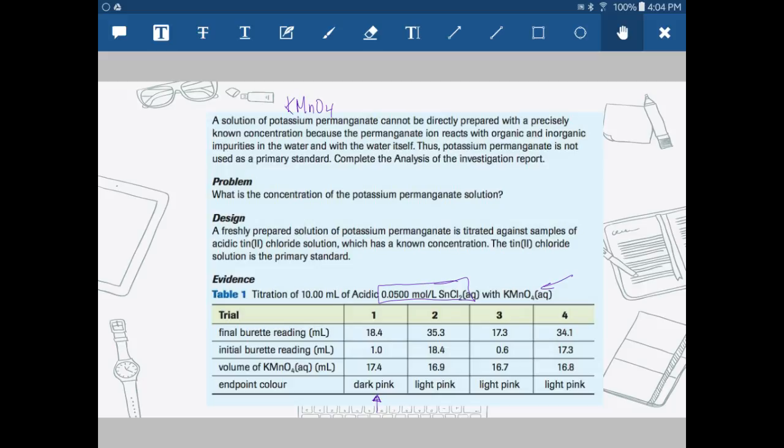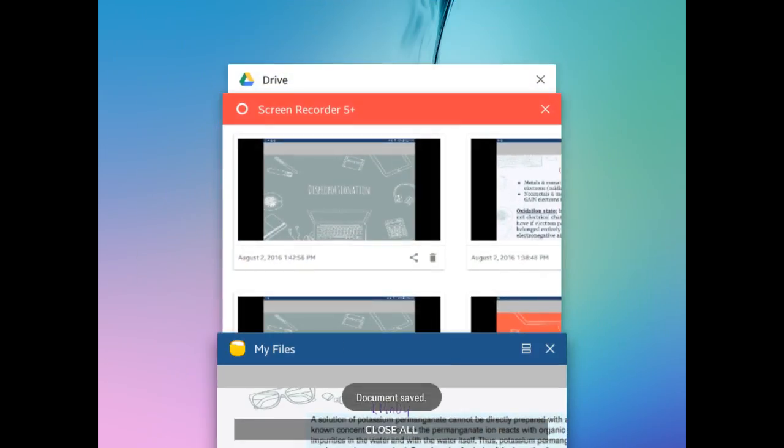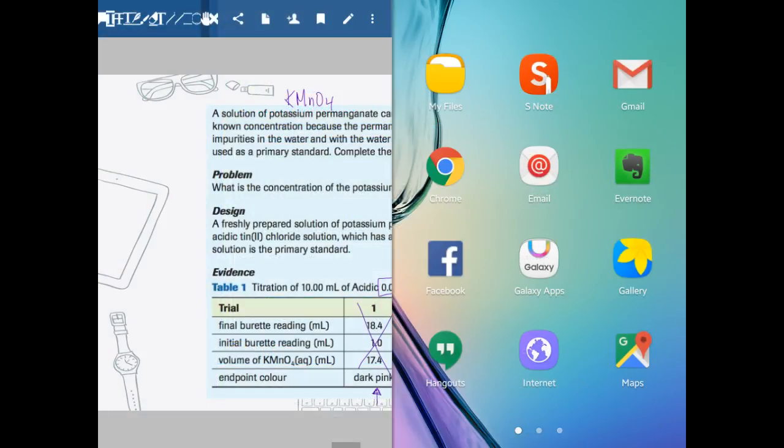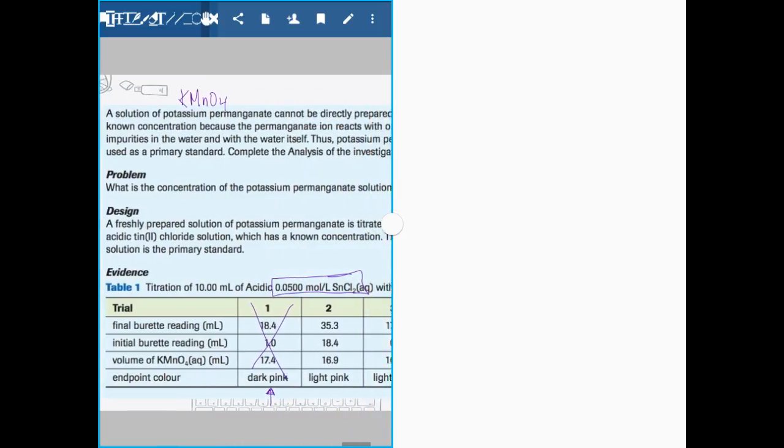Now, I would say that when we're taking an average for this analysis, I would rule out trial number 1. Trial number 1 has a data point that is not effective for us. It was an outlier, and it was the first trial, which tells us that it was probably a bit inaccurate. So what I would say is that our average volume used is going to be the average of 16.9, 16.7, and 16.8, which is 16.8 milliliters. Okay. So I'm just going to pull open a second page here to show you how we go about solving this problem.